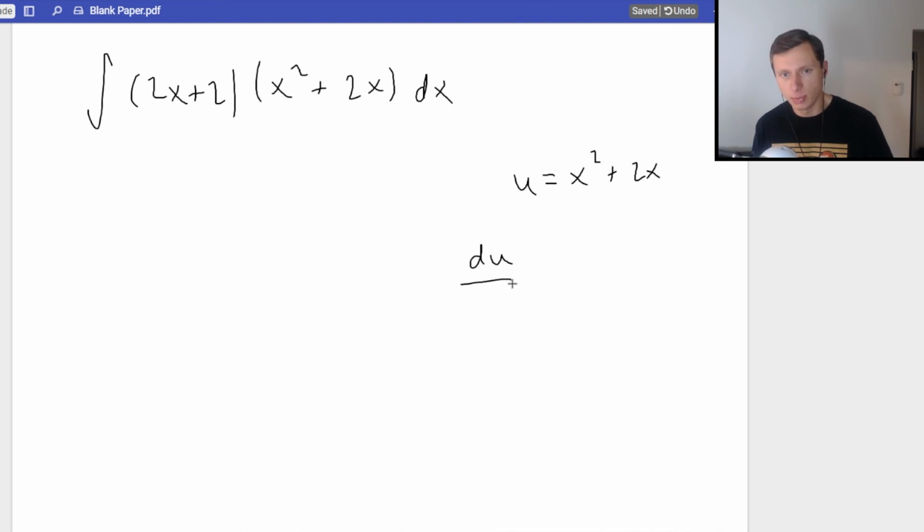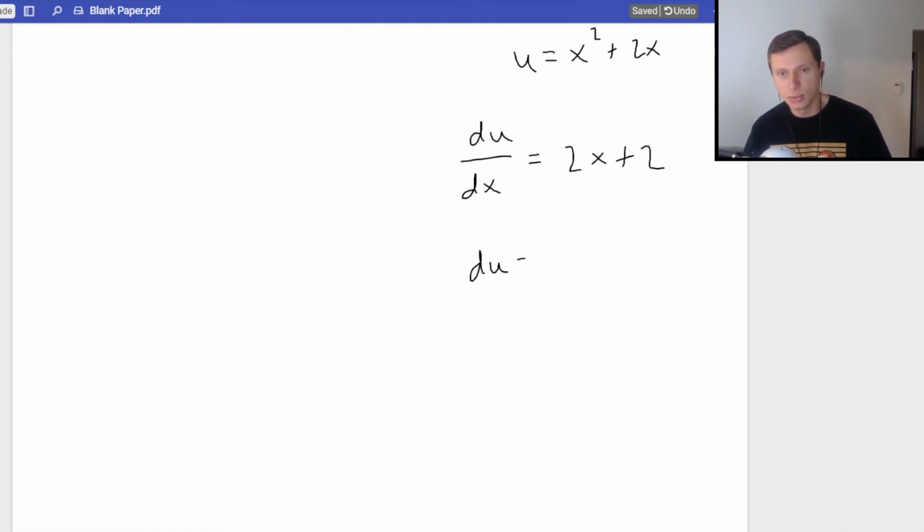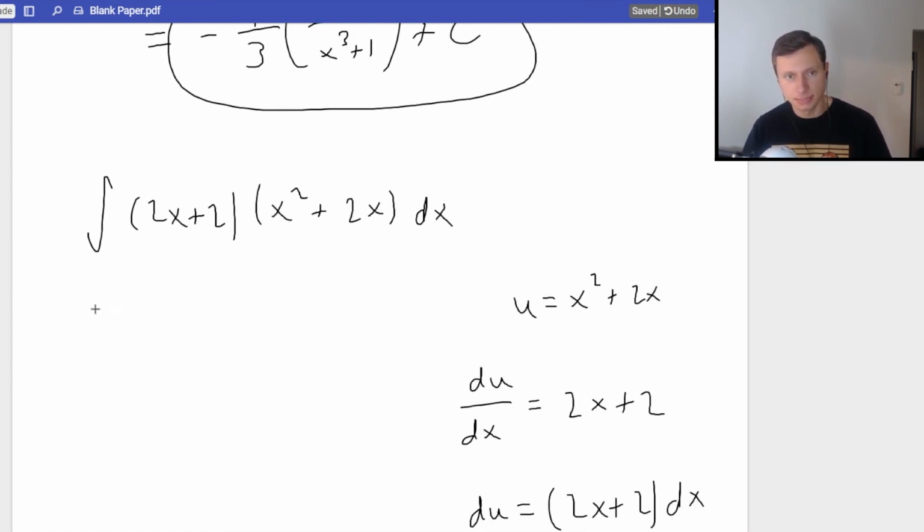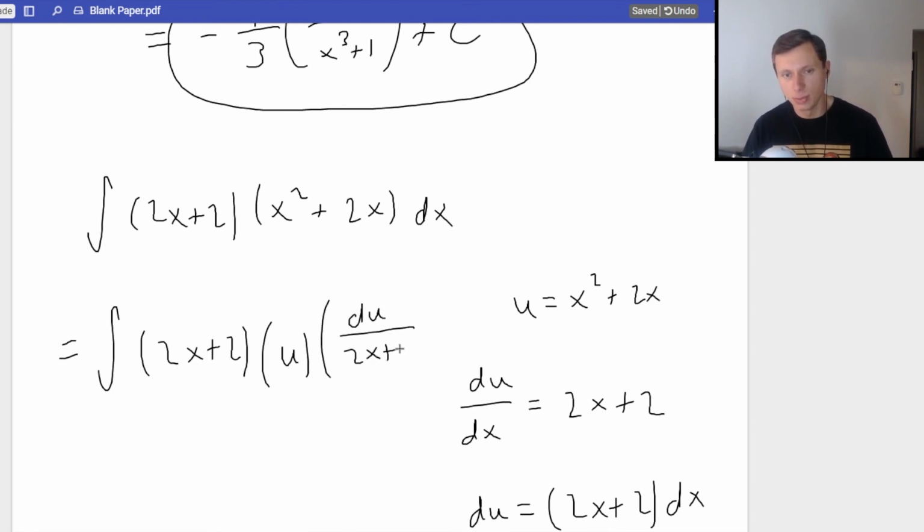I'm going to go relatively quickly here since we essentially did this already. But du dx is equal to the derivative of x squared plus 2x, which is 2x plus 2. Then I'm going to say du is equal to quantity 2x plus 2 times dx. I multiply dx on both sides. And then the next step is divide both sides by 2x plus 2. dx equals du divided by 2x plus 2. Now let's see what happens when I plug everything in. I'm going to get the integral of quantity 2x plus 2 times now just u times dx, which is now du divided by 2x plus 2.